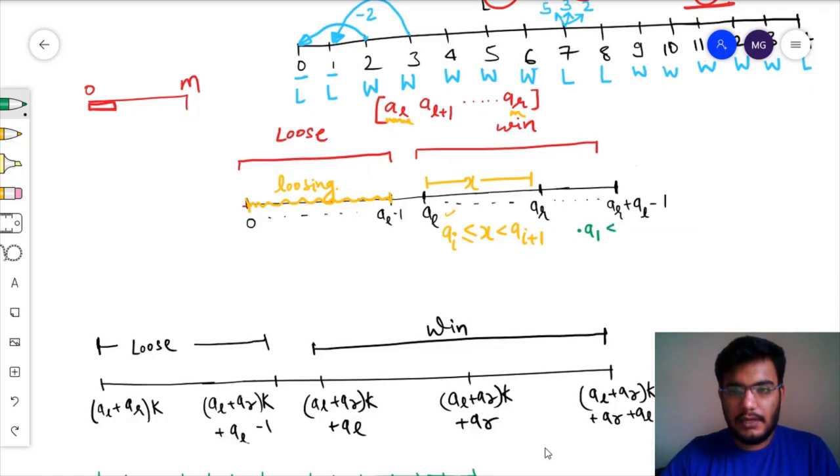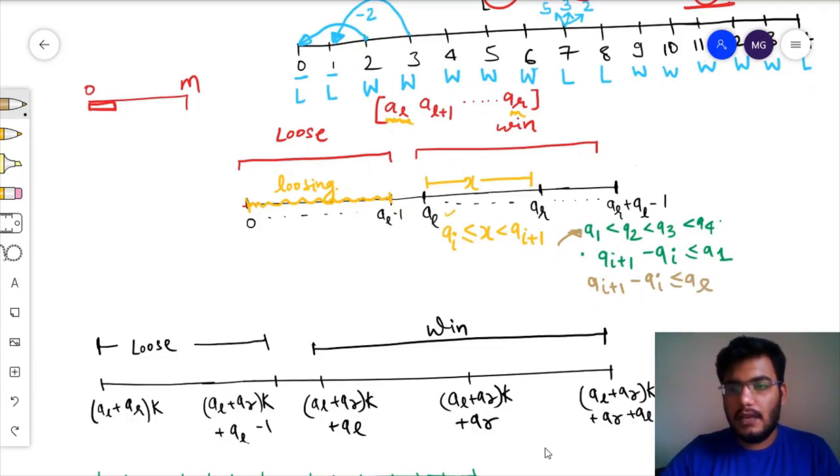So A1 is less than A2, less than A3, less than A4. And the other property was that A of i plus 1 minus A_i will be less than or equal to A1. Now, as this particular array A is increasing in nature, we can also say that A_i plus 1 minus A_i will be less than or equal to A_L for any L, because L will be greater than or equal to 1 only. So each of the elements is greater than or equal to A1 for all the values of A_L. By this, we can conclude that A_i plus 1 is less than or equal to A_L plus A_i.